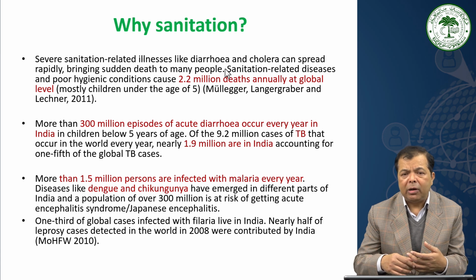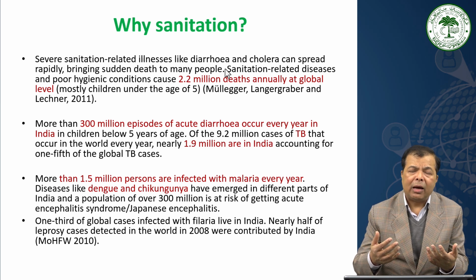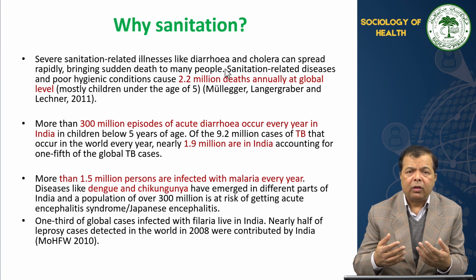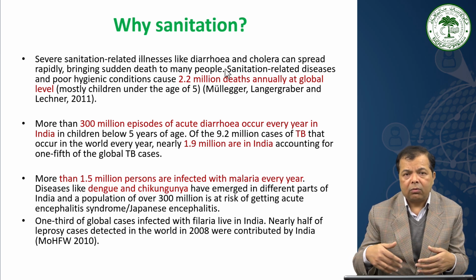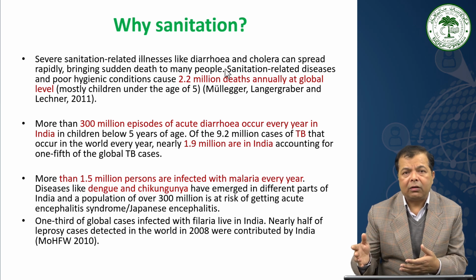Then more than 300 million episodes of acute diarrhea occur every year in India. And then there are several other diseases also, like malaria. Now malaria is basically something which is caused because of the mosquito which is carrying those vectors which are responsible for causation of malaria. Now if we are not taking care of the environment where we are living, then that will be a safe place for the growth of those.